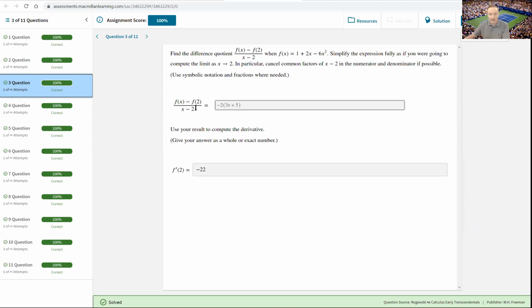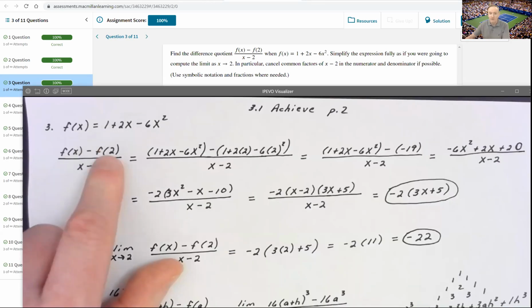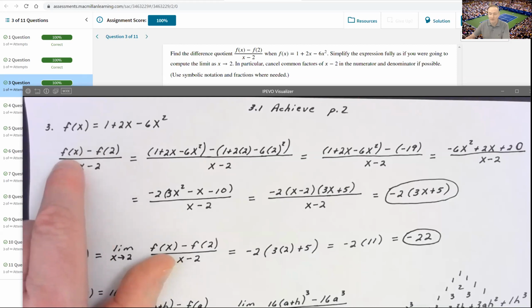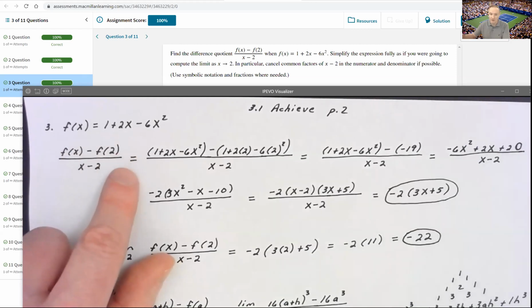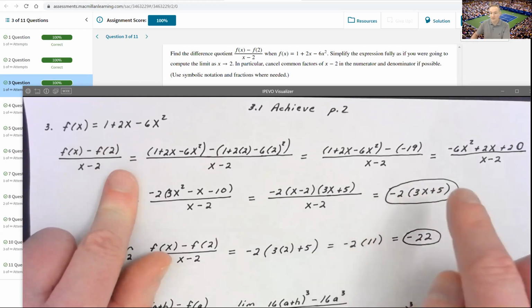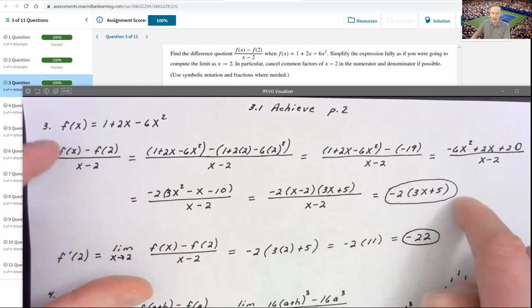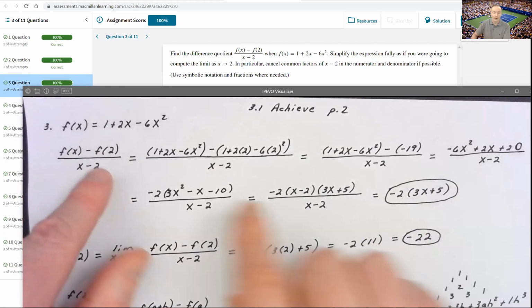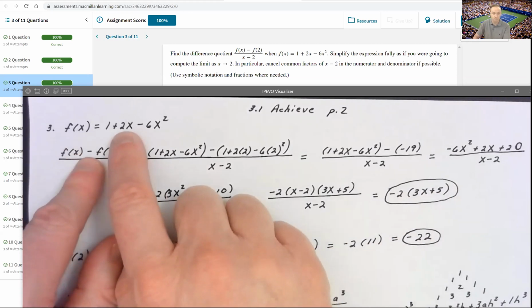F of x minus f of 2 over x minus 2, that's giving us the average rate of change from 2 to any value of x. It's the change in y over the change in x as x goes from 2 to x. I can say, well, this function is giving me the average rate of change from 2 to some value of x. Now, if I wanted to go ahead and evaluate this, I'd just plug it in.